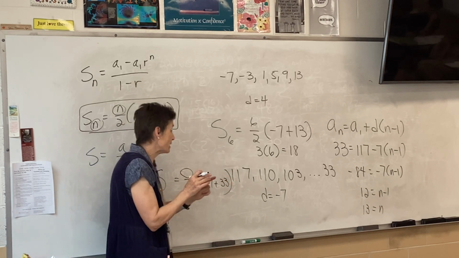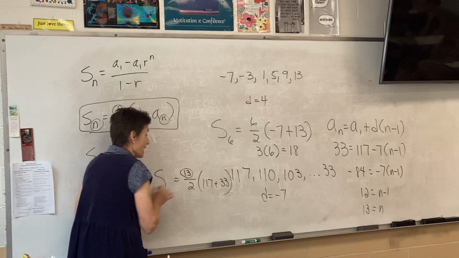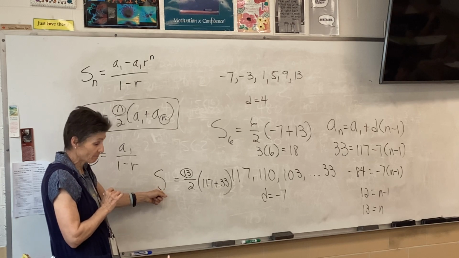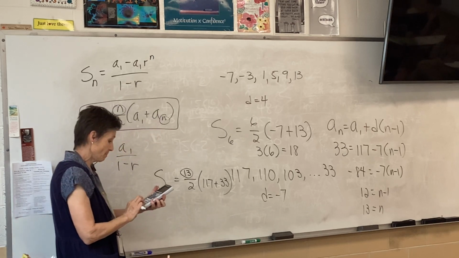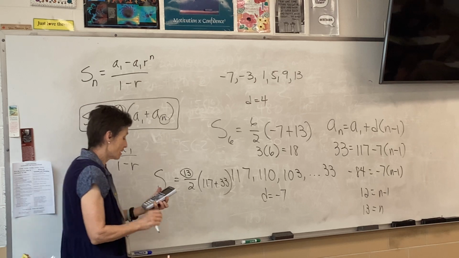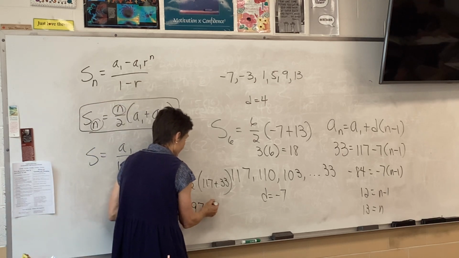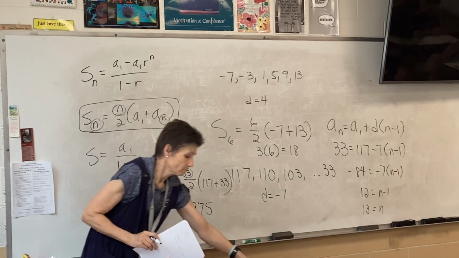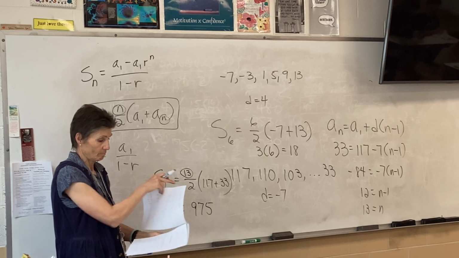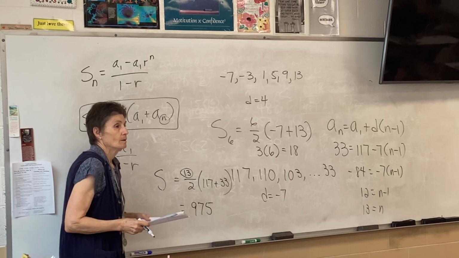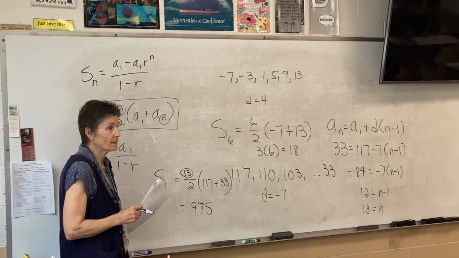Okay, so now we know n, so we can come back here and put it into the sum formula, which was our job. Our job was to find the sum. So the sum of all those is, I got 975. Is that okay with everybody?